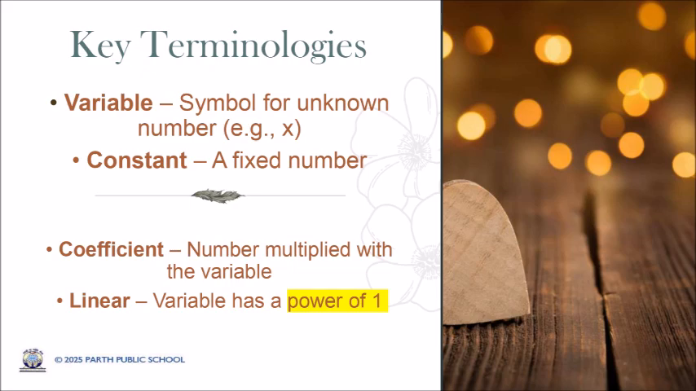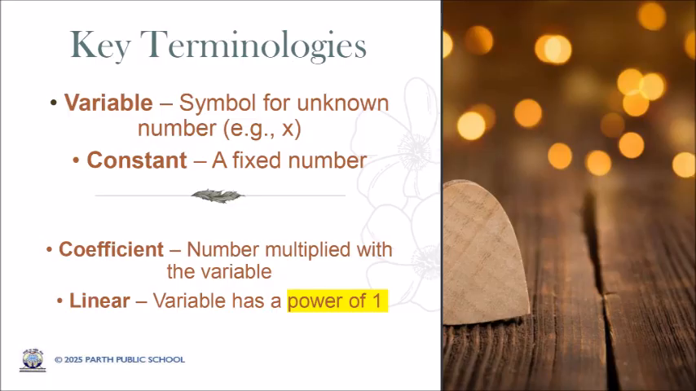For example, in the equation x plus 5 is equal to 12, the number 5 is a constant which doesn't change. Now, what is the coefficient? As I told, the coefficient is the number which is multiplied with the variable. So in the previous equation 3x, the number 3 is the coefficient of x.